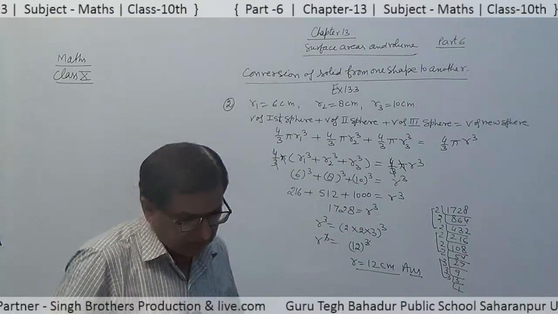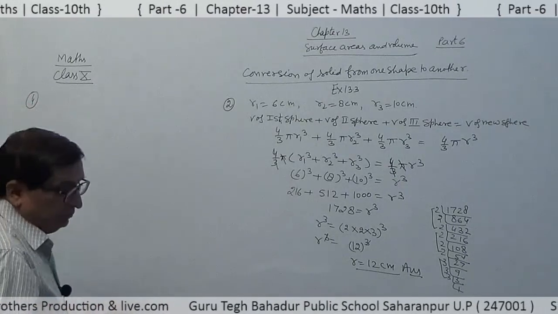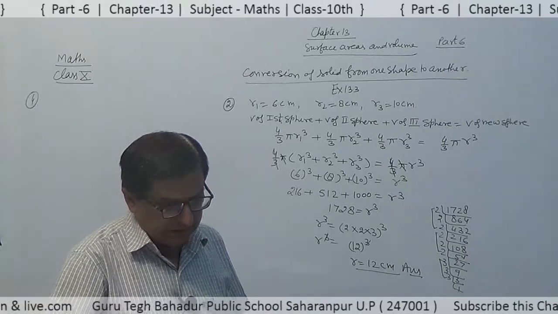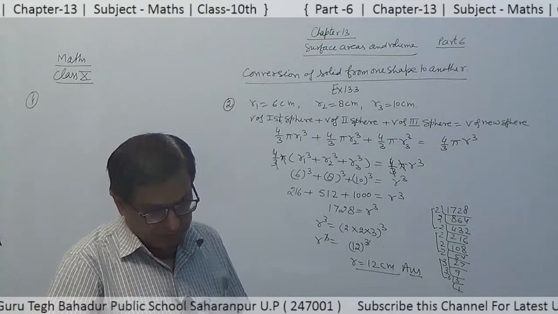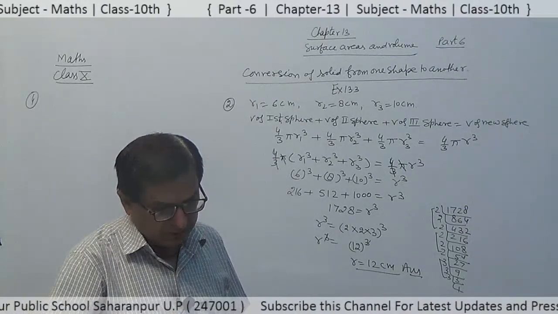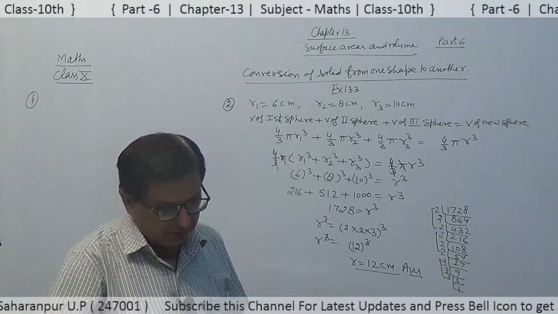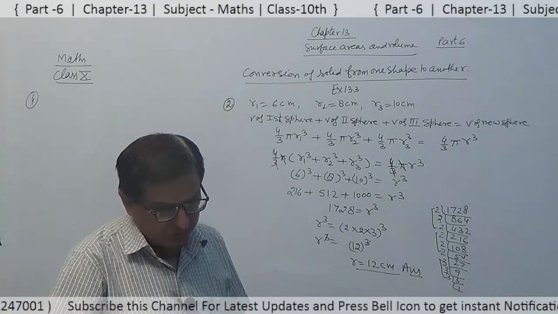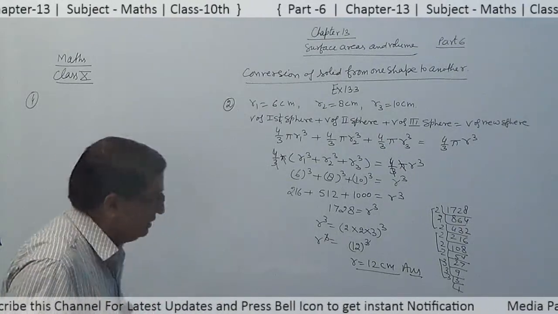Let us take the fourth question. A well of diameter 3 meter is dug 14 meter deep. The earth taken out of it has been spread evenly all around it in the shape of a right circular ring of width 4 meter to form an embankment. Find the height of the embankment.